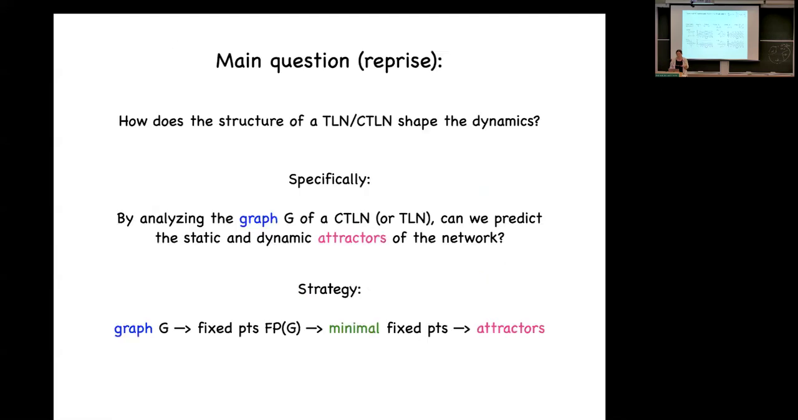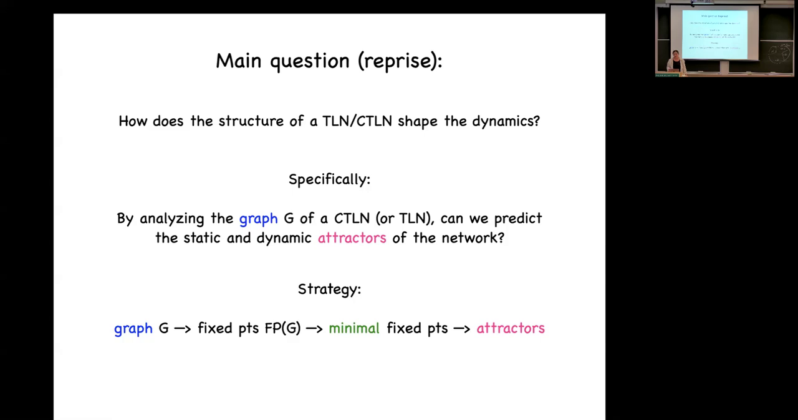Okay, so to go back to the main question of how the structure of the graph or of the network shapes the dynamics, now we can ask a more detailed question. By looking at the graph, we can compute with graph rules, for example, what the fixed points are. We can look for the minimal fixed points; our heuristic is that there should be attractors associated to them. And then we can see how predictive this actually is of the attractors in a larger graph.